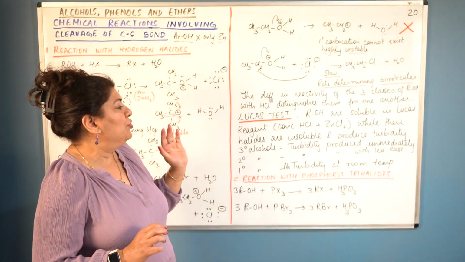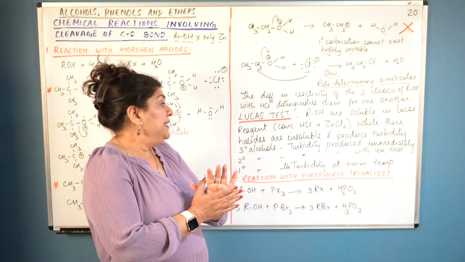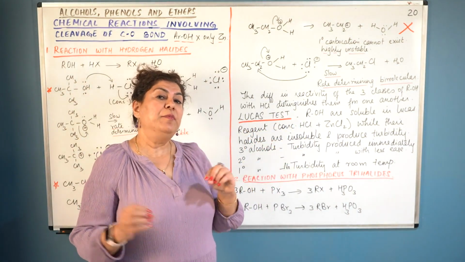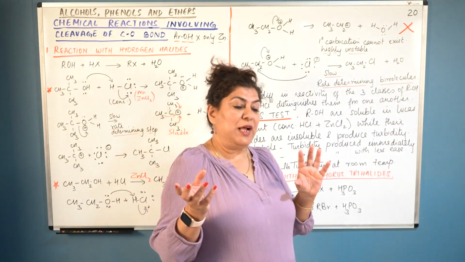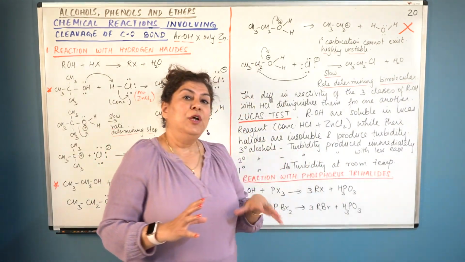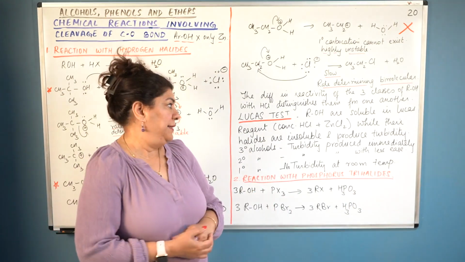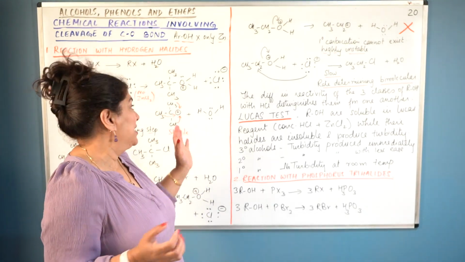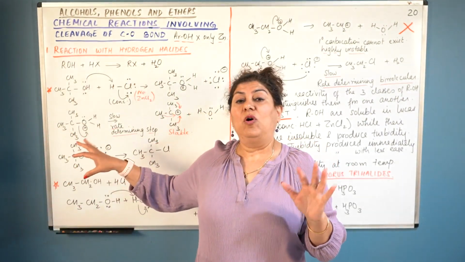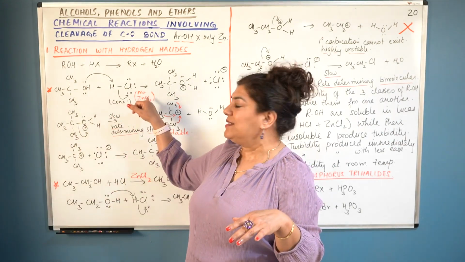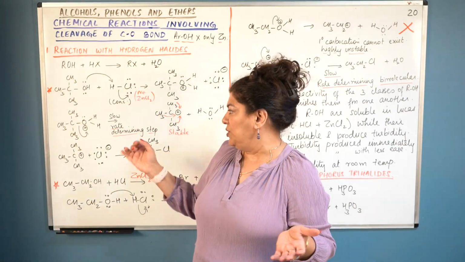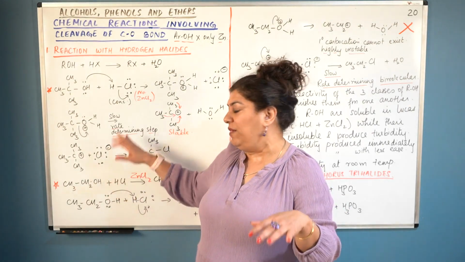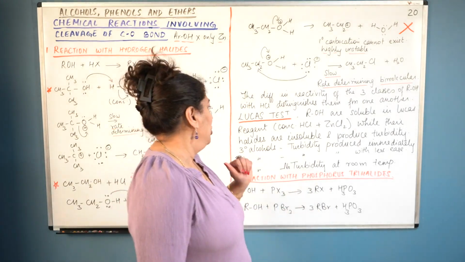So yeah, I was talking to you about the Lucas test, that we take hydrogen chloride and zinc chloride and we carry out the reaction of alcohol with HCl to produce the halide. So let us see what happens. According to the speed of the reaction, tertiary alcohols would be the fastest and they do not even need zinc chloride, the catalyst, to show this reaction. The secondary will be slower and primary would be the slowest.